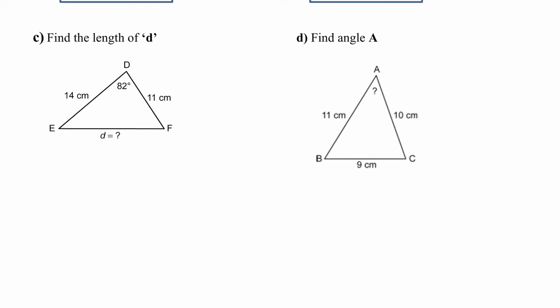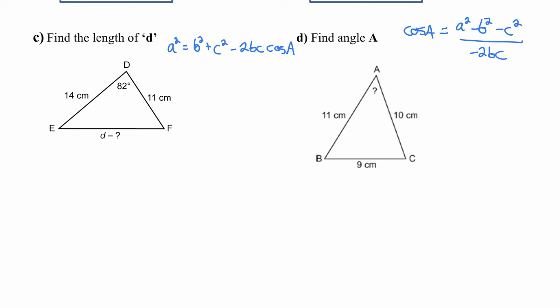And the last two triangles to work with, we're going to need cosine law for these two triangles. Let me remind you about cosine law. If in a triangle you're given two sides and the angle that is between the two known sides, this version of cosine law will allow you to solve for the third remaining side.